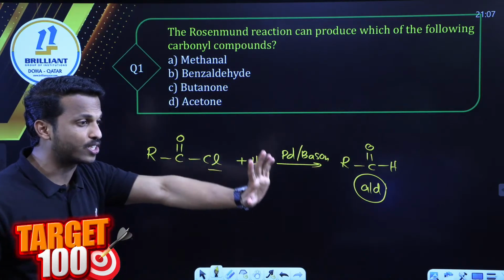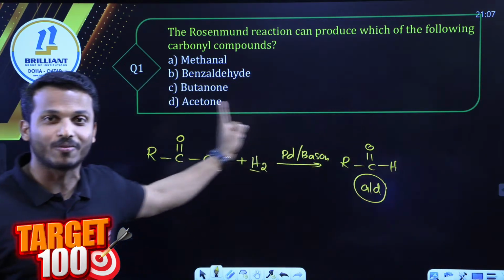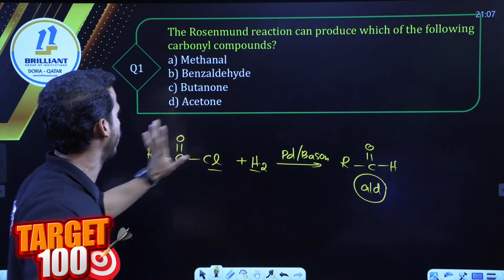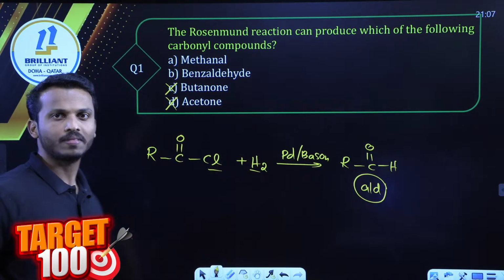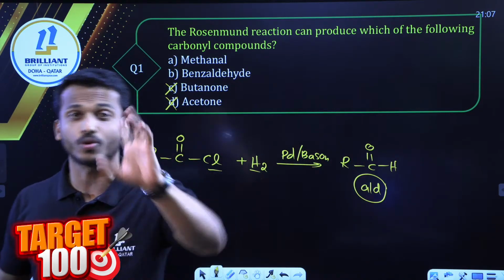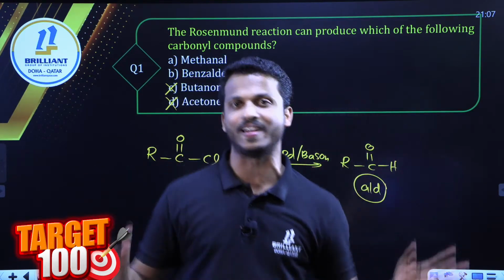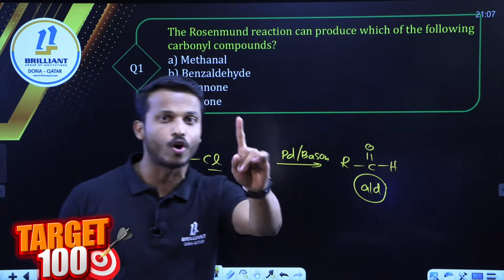Dear all, don't make a mistake, okay? Please don't make a mistake, because it's a very tricky question. There is a chance of confusion and a chance of making a mistake. Careful. Definitely we can cancel C and D because they are ketones. Rosenmund reduction is only used to prepare aldehyde, not ketone. So we can cut options C and D. So either A or B.